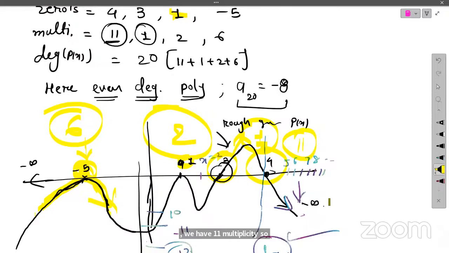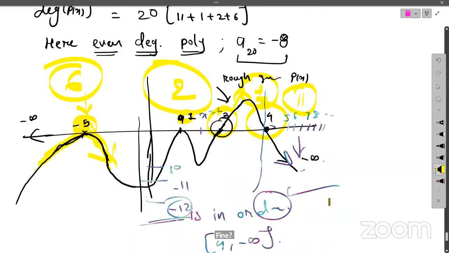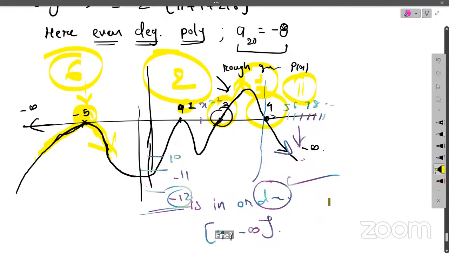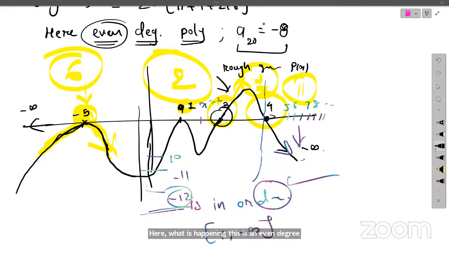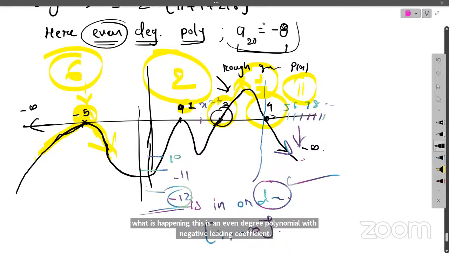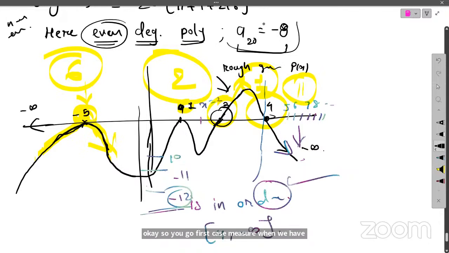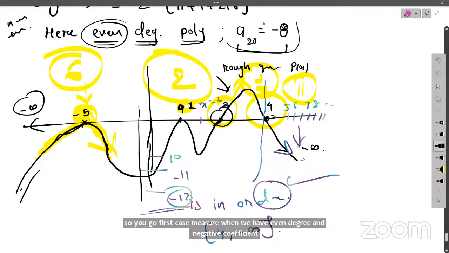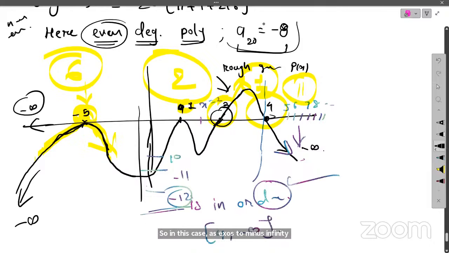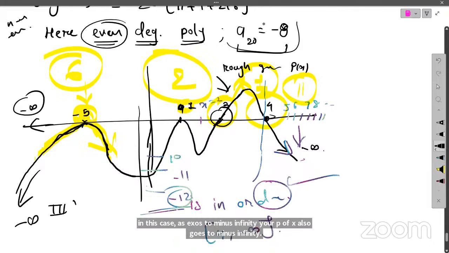Ma'am, why did we start from below at minus 5? This is because of end behavior, right? Here, what is happening? This is an even degree polynomial with a negative leading coefficient, right? So this will fall in the first case when we have even degree and negative coefficient. So in this case, as x goes to minus infinity, p of x also goes to minus infinity. So that's why we started from the third quadrant.